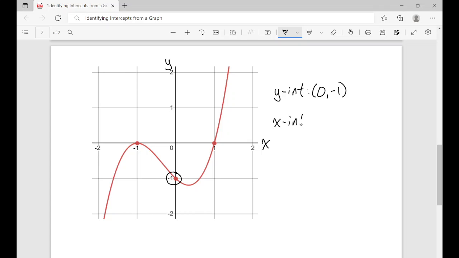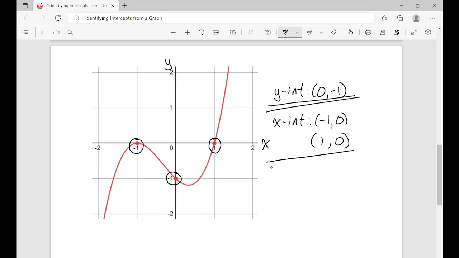Now for the x-intercept, we see that it crosses 2 times. Right here and right here. Even though it doesn't technically cross it here, it touches it, that still counts as an intercept. So starting over here at -1, we know the ordered pair is going to be -1, 0, and again the y value has to be 0 because we're touching the x-axis. But it also crosses right here, so we could say that the x-intercept here is 1, 0, because again the y value will always be 0 for the x-intercept.